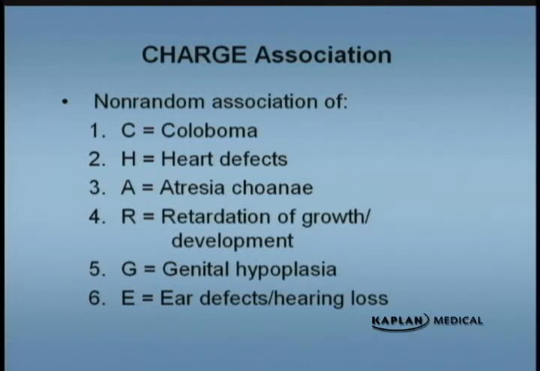The CHARGE association is another mnemonic, and it's, again, non-random. It's not really a chromosomal problem, but we just see them and we lump them together. The C stands for coloboma. We've already shown colobomas of the iris, but they can be anywhere. The H is heart defects. Can be any heart defects, like a patent ductus, VSDs, ASDs.